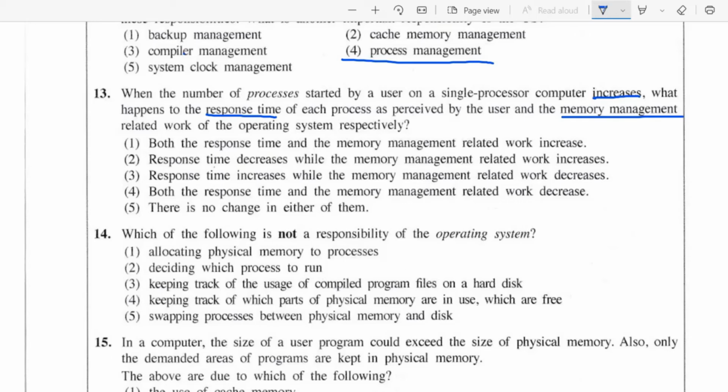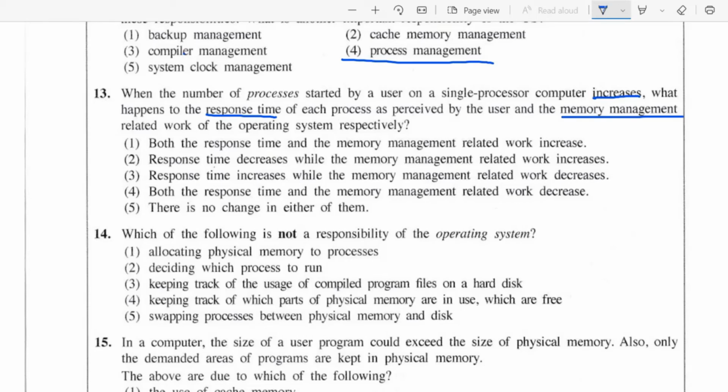Yes, response time will be increased because the processor is getting slow when the number of processes are increasing in a single processor. The response time for input and output devices will be increased. So that means the computer is getting slow.